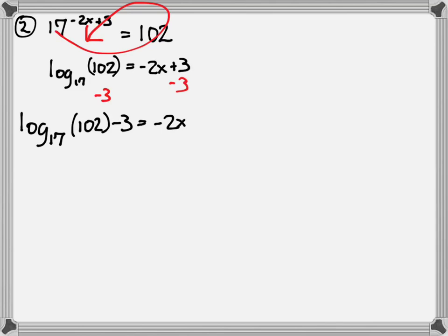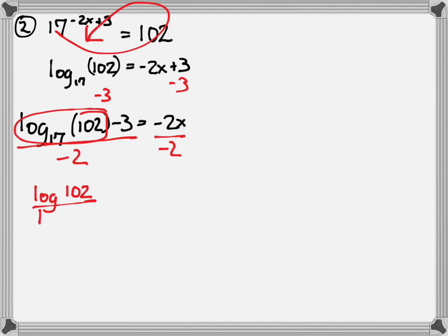What would I do next? Divide by negative 2. And then what do I need to do? Do my change of base. Log of the bigger number, 102, divided by log of the smaller number, or the base, minus 3, all divided by negative 2, is equal to x.